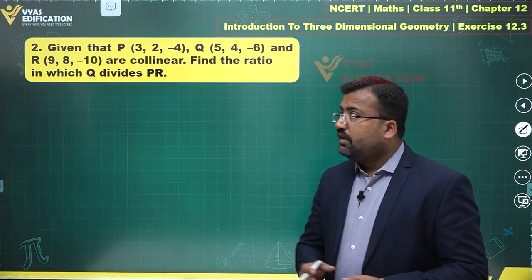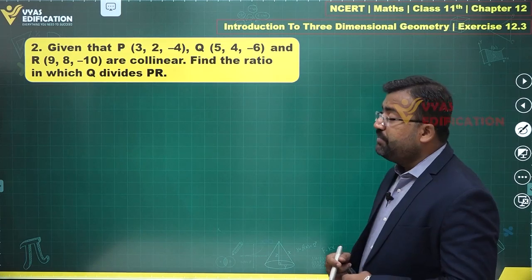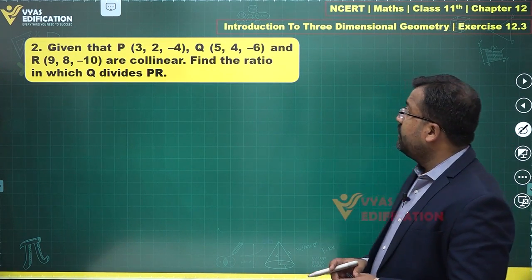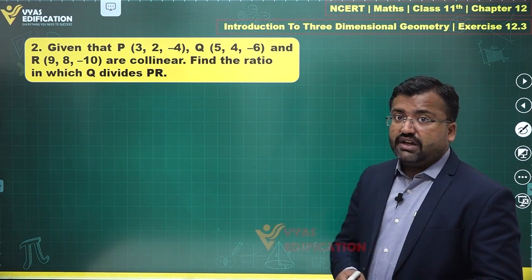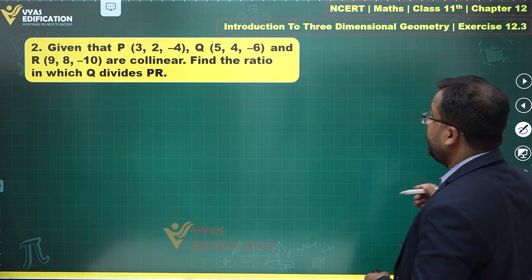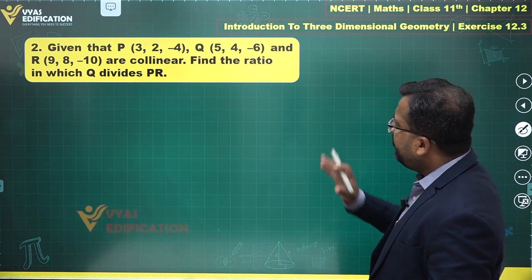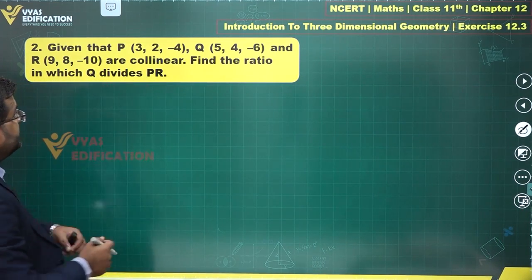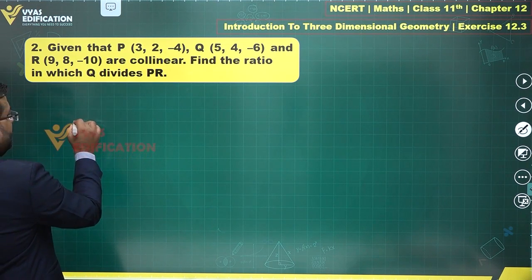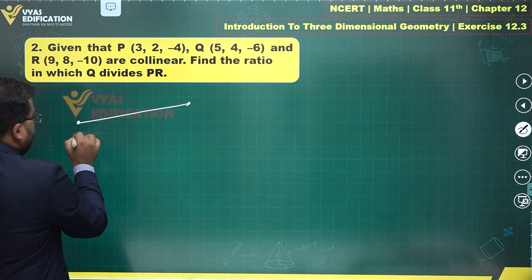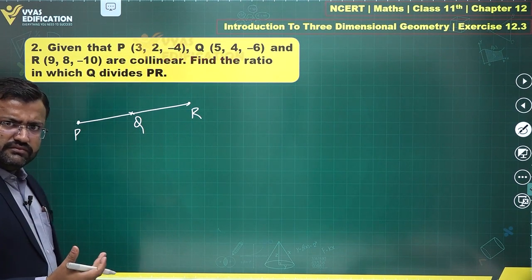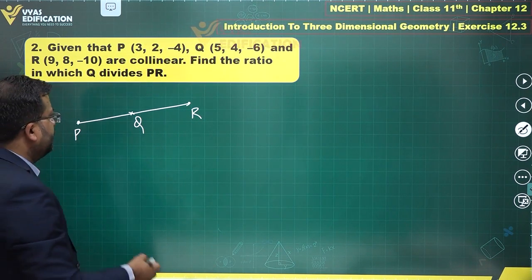In question number 2, it is given that P 3, 2, minus 4, Q 5, 4, minus 6 and R are collinear. Okay. Given that these 3 points are collinear, can you find the ratio in which Q divides PR? Okay. So what will we do? Let's first draw the diagram. P, Q, R. Just a random location, and we mark.